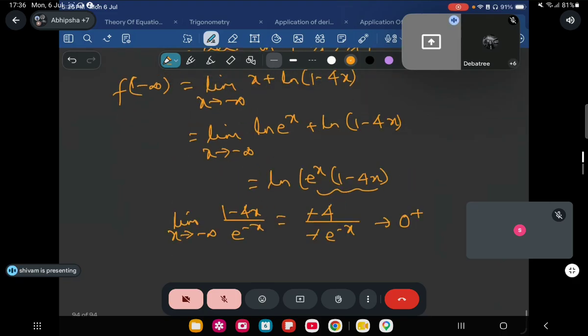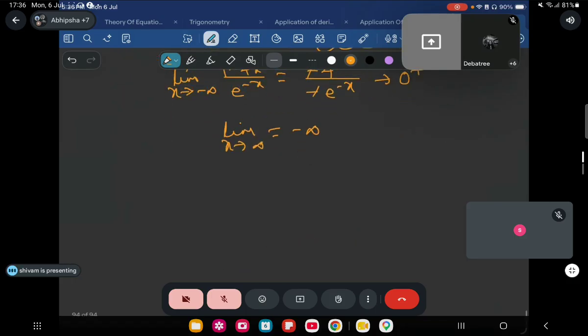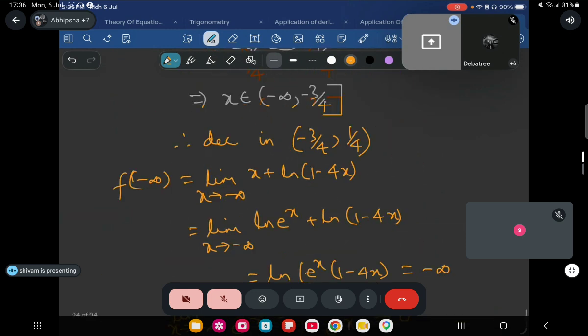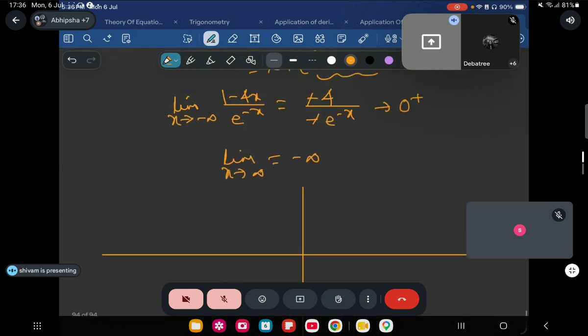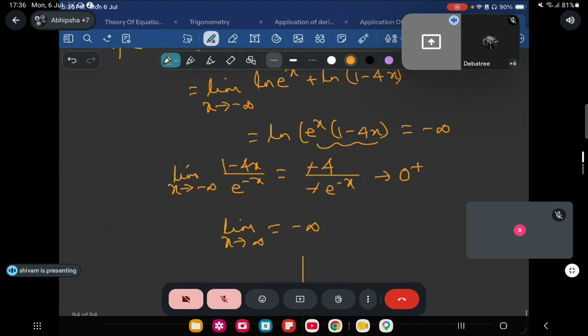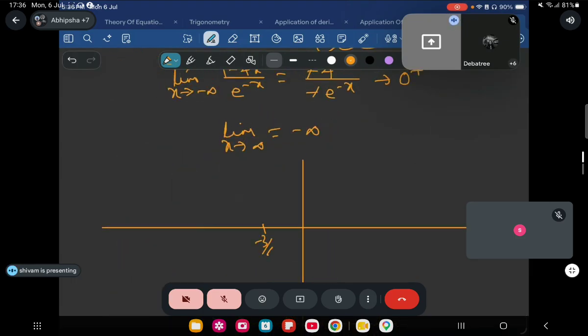So 0 plus. What is ln 0 plus? This will be equal to minus infinity. So at minus infinity, we are getting minus infinity only. The same thing, limit x tends to infinity will also be equal to minus infinity. The graph will look somewhat like this. Pay attention. At x equal to minus 3 by 4, we are getting a maximum. Minus 3 by 4 and this is 1 by 4. Okay, 1 by 4 is the vertical asymptote.